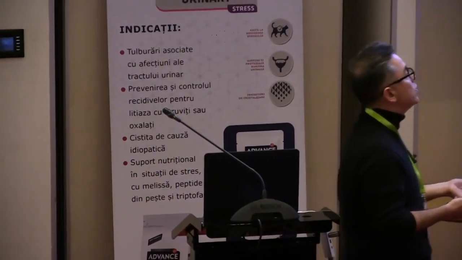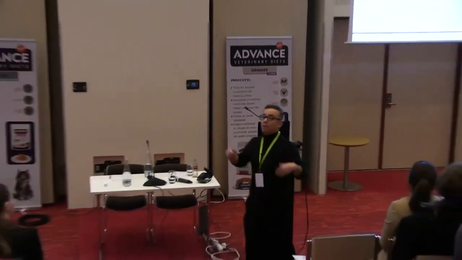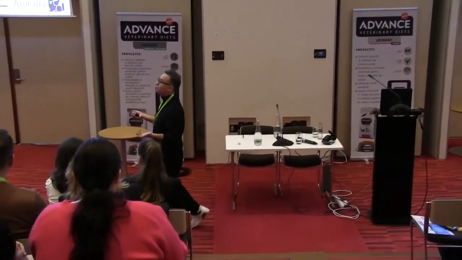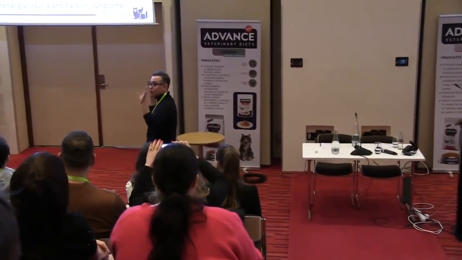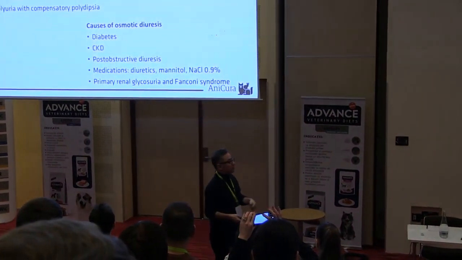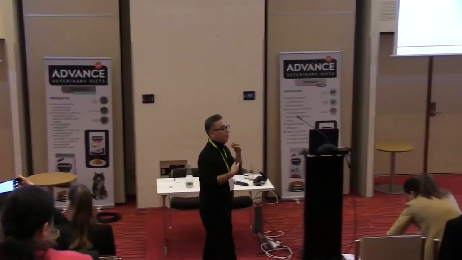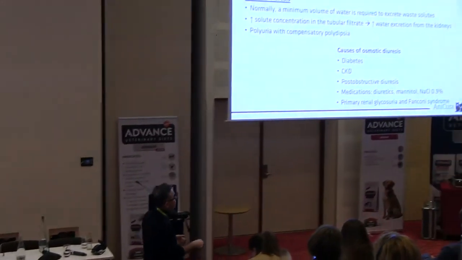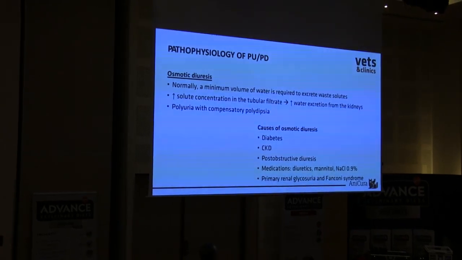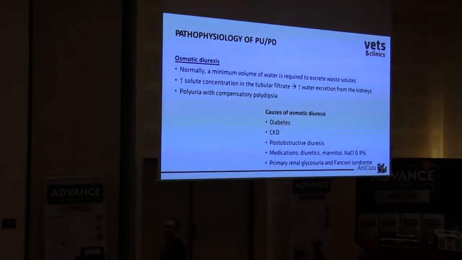What causes of osmotic diuresis are more common? The most common is diabetes mellitus. Okay, I forgot to put mellitus. CKD, post-obstructive diuresis, which I talked about just a little bit in the first talk. Medications, diuretics, mainly furosemide, mannitol, and fluids. You can induce osmotic polyuria, because remember, this is salt. Okay, and another kind, glucosuria, more frequent, primary renal glucosuria or Fanconi syndrome.